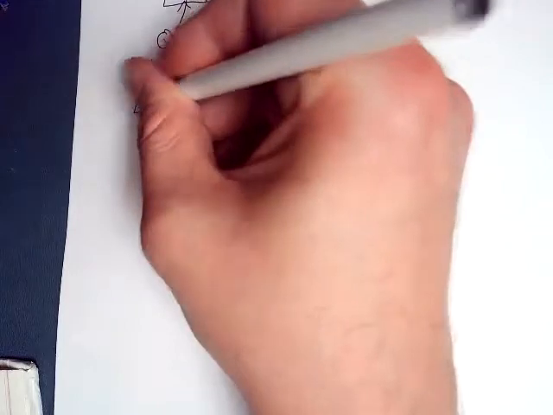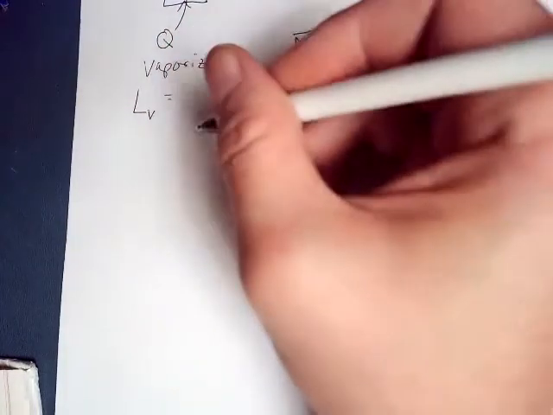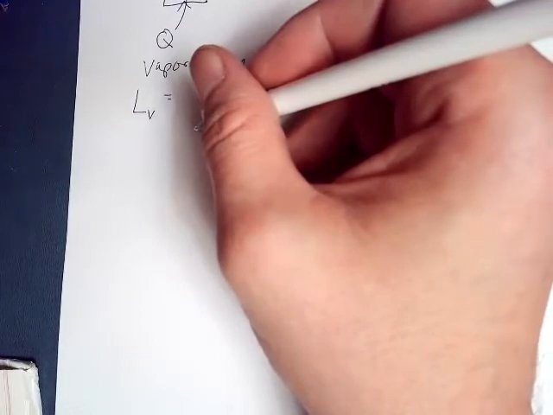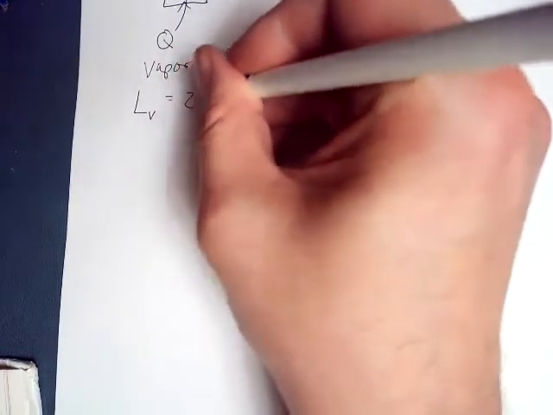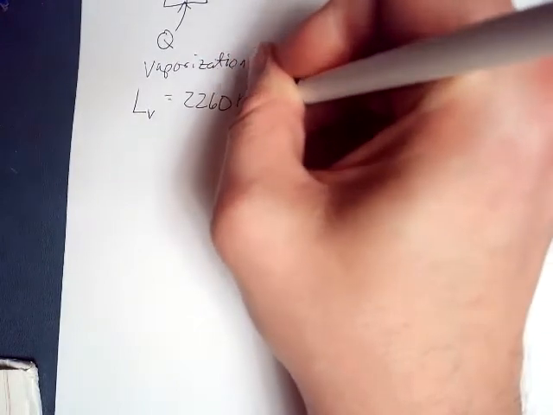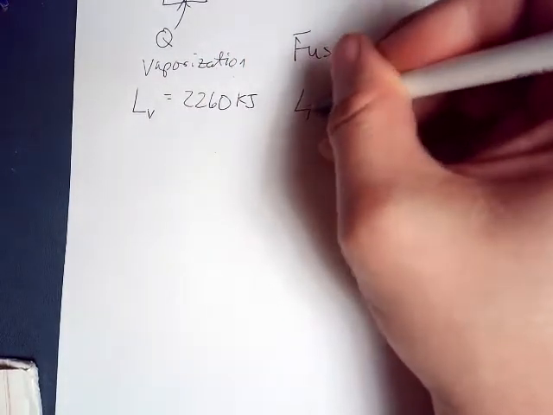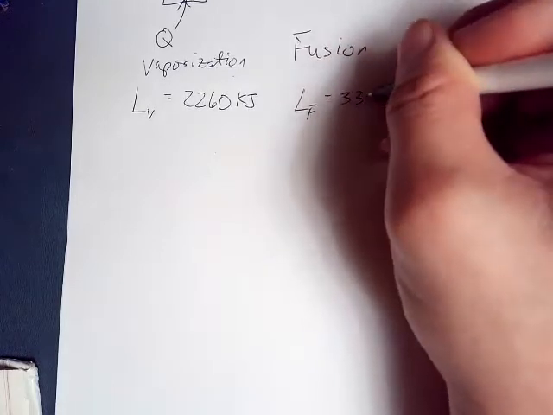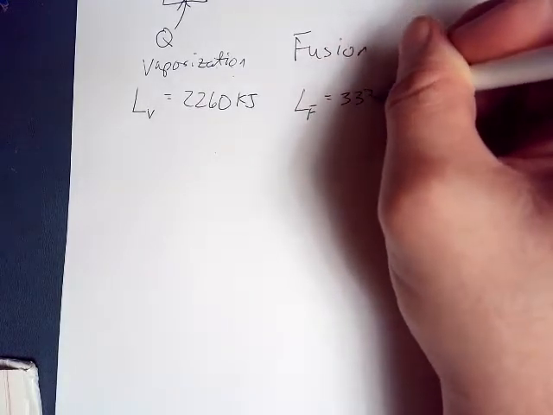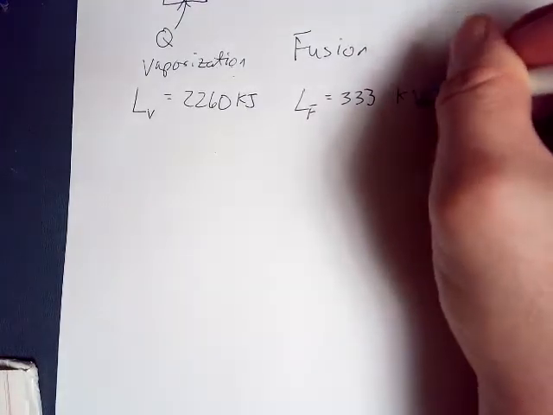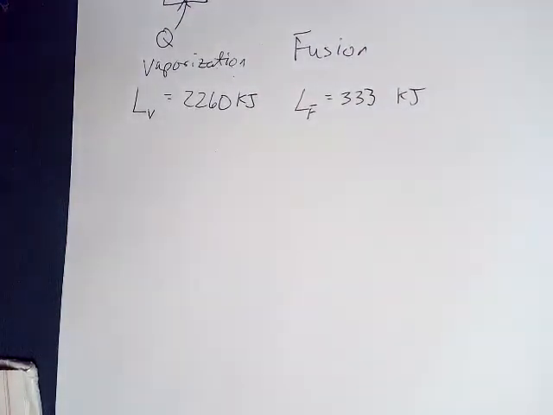And it's going to look like this. So LV, latent heat of vaporization for water, 2260 kilojoules. And LF, 333. You notice they're different sizes there. So the actual example here is: how much energy does a freezer have to remove from 1.5 kilograms of water at 20 degrees C to make ice at negative 12 degrees C?